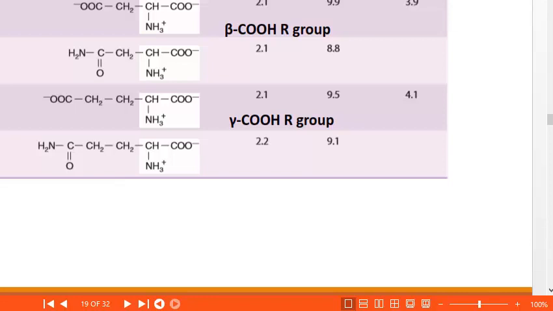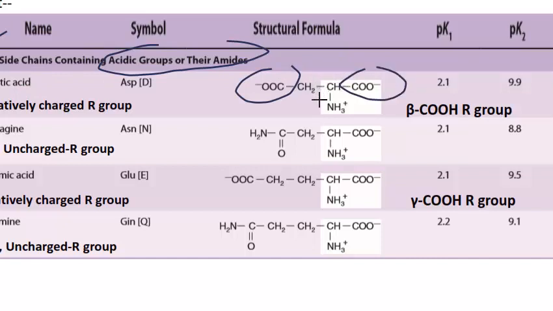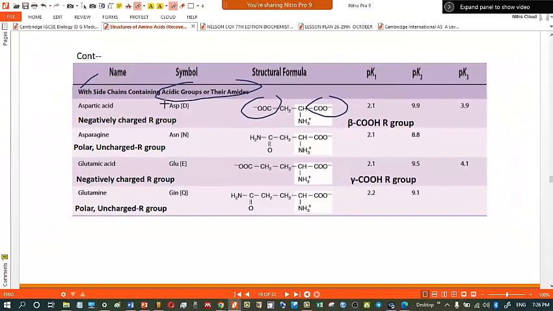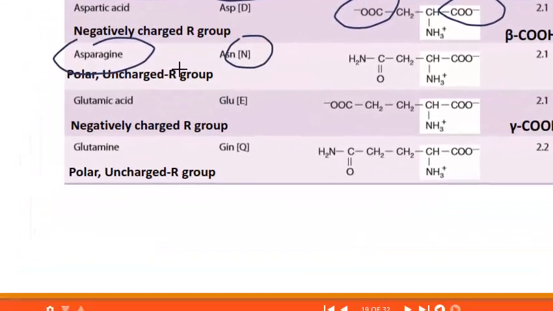Now here you can see side chains containing an acidic group or their amide. Aspartic acid has 2 carboxyl groups, as I was discussing yesterday. Okay, and if you see asparagine, you should also remember the short forms. Aspartic acid has the short name D. Asparagine, N. Glutamic acid as E, glutamine as Q. So you must remember it, right?